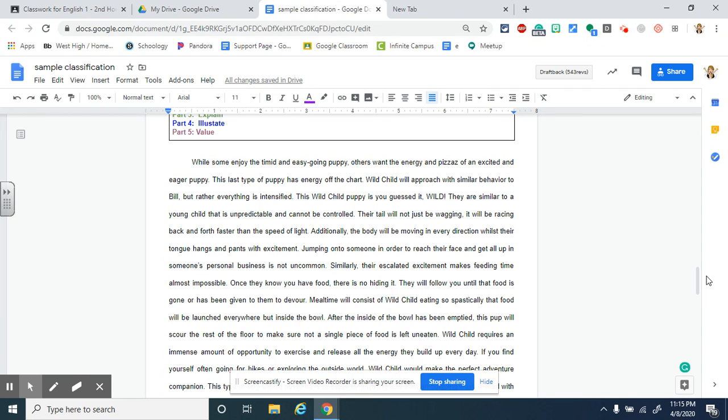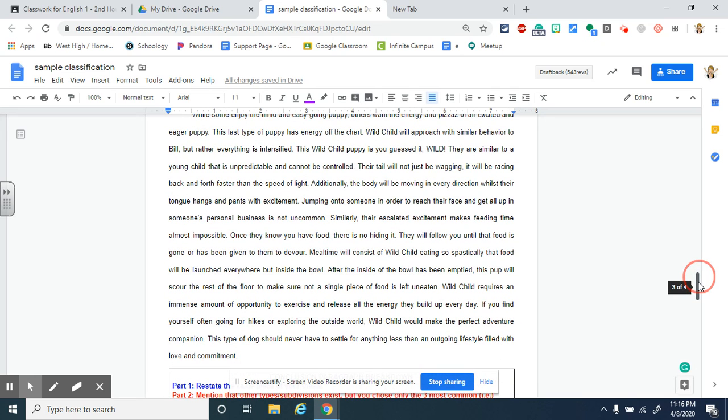Similarly, their escalated excitement makes feeding time almost impossible. Once they know you have food, there's no hiding it. They will follow you until that food is gone or has been given for them to devour. Mealtime will consist of Wild Child eating so spastically that food will be launched everywhere but inside the bowl. After the inside of the bowl has been emptied, this pup will scour the rest of the floor to make sure not a single piece of food is left uneaten.